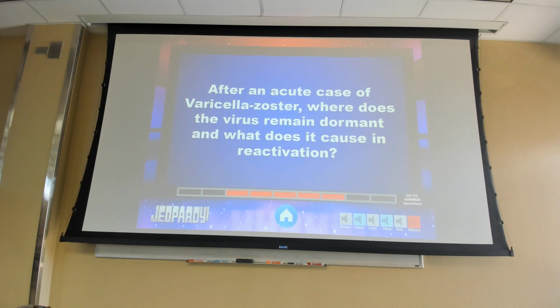After an acute case of varicella zoster, where does the virus remain dormant, and what does it cause in reactivation? Causes shingles. What's the other fancy name for it? Zoster. Where does it hide out? Yep, dorsal root ganglia.